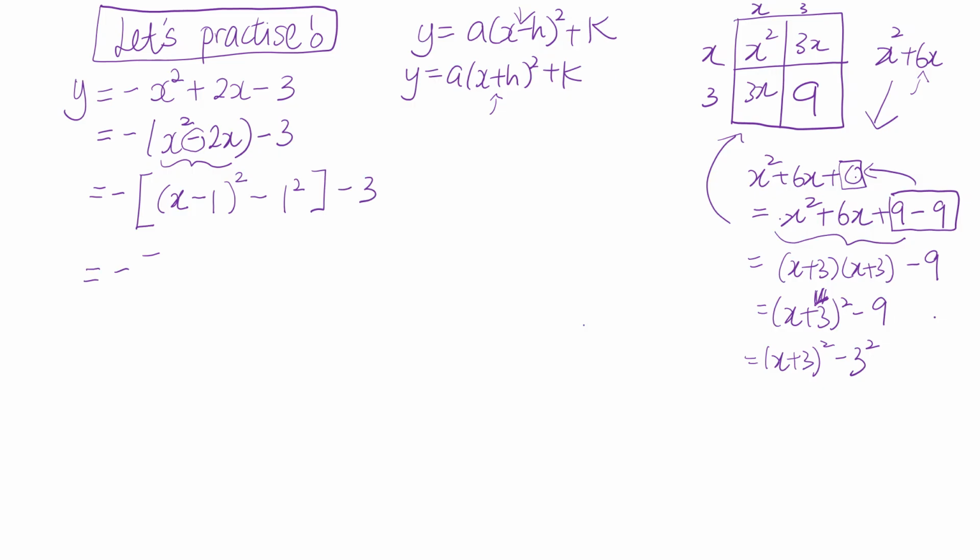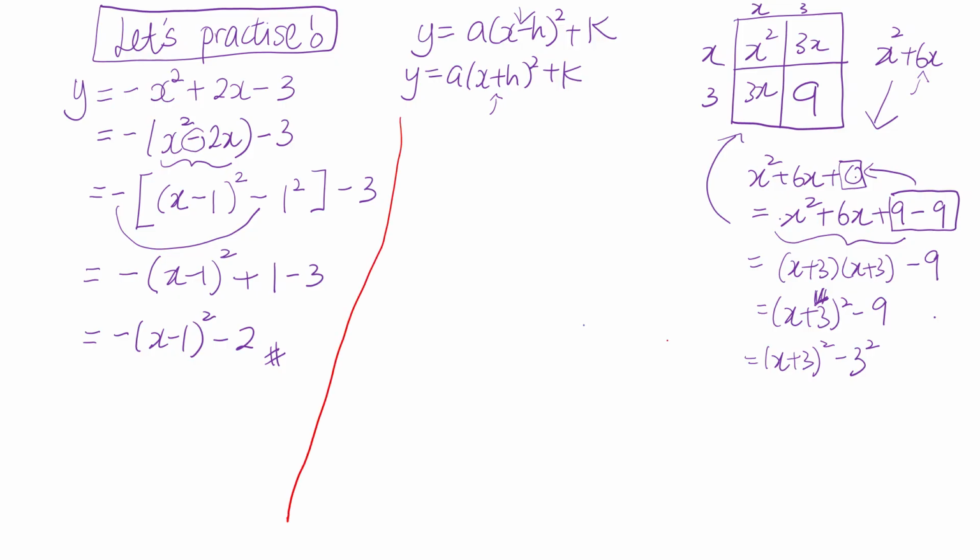So now I multiply my negative into the square bracket. Once you multiply the negative in, you can just use curly bracket. So that will give me negative bracket x minus 1 squared, negative, negative become positive, 1 squared is 1. Then my sidekick, negative 3. So 1 minus 3 will give you negative 2. So this is how we do it. Okay, let's have another example, not to worry.